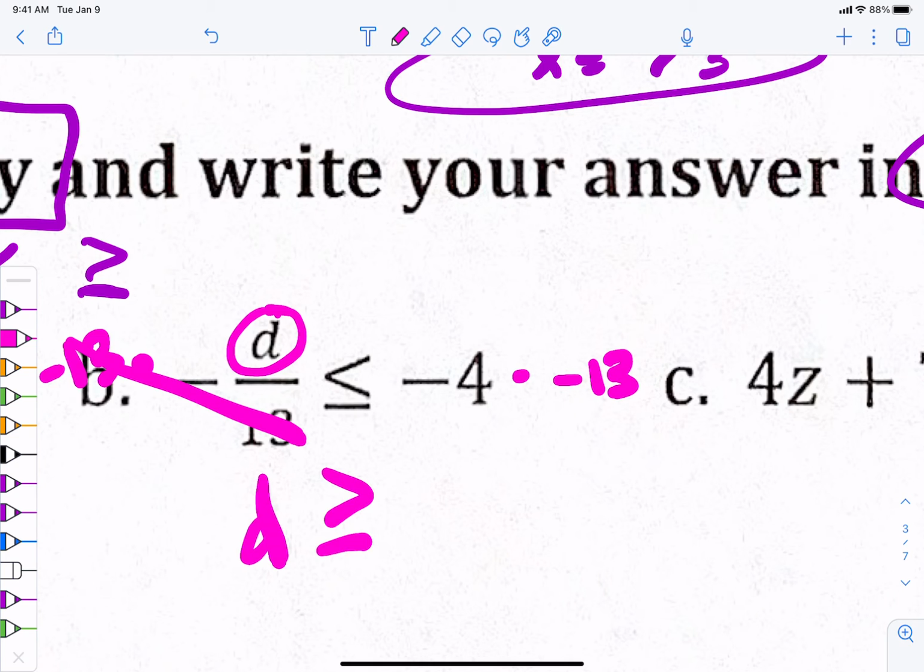D is greater than, is what it's switching to, what? Negative 4 or negative 13. 52. Is it 52? Yeah.